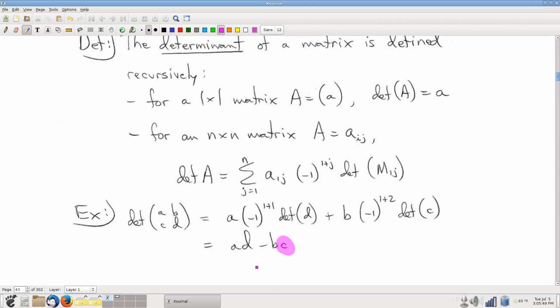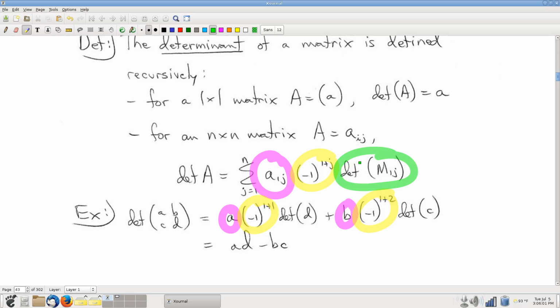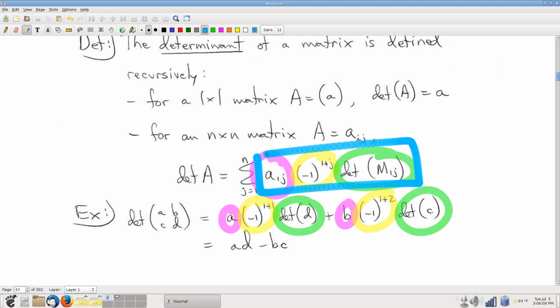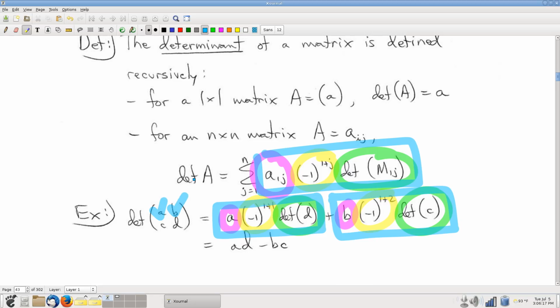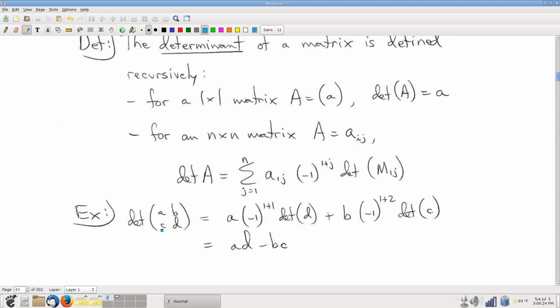So a bunch of different factors. Notice that in each case we have an element of the matrix, a certain number of minus signs, and a determinant of a corresponding minor. And you write down these terms that look like this. You have one term for that entry, you have another term for that entry, and you go across that top row.